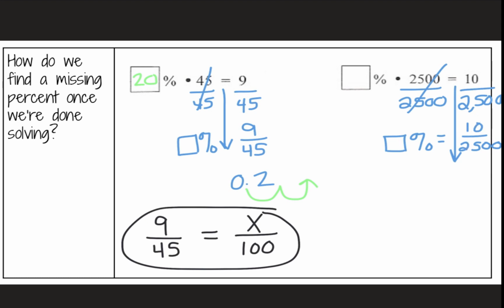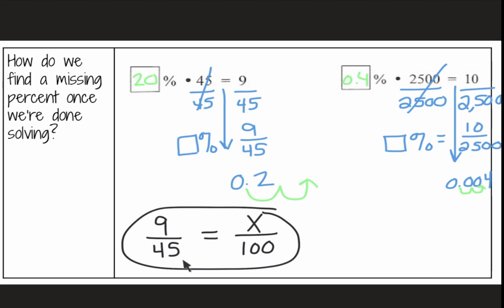We start with dividing. So take 10 divided by 2,500. What do you get as a decimal? 0.004. Now let's take the decimal to a percent. How do I do that again? I multiply by 100, so move it, 0.4%. There is the unknown. And again, we did this yesterday.